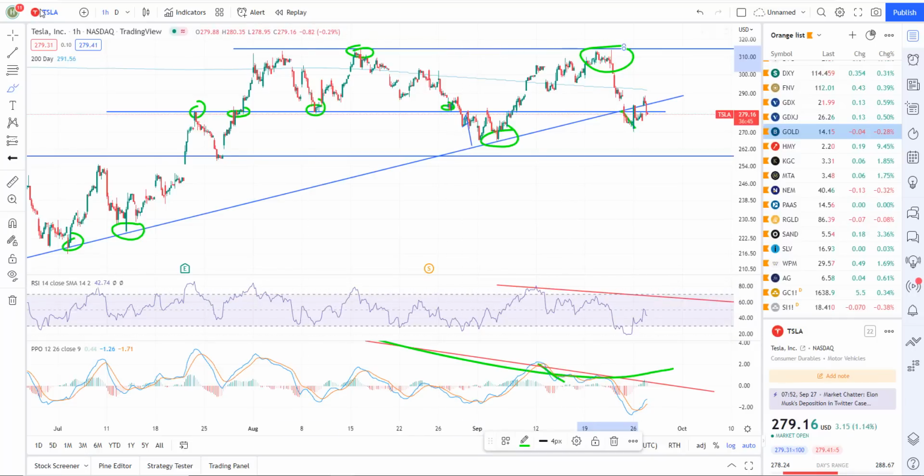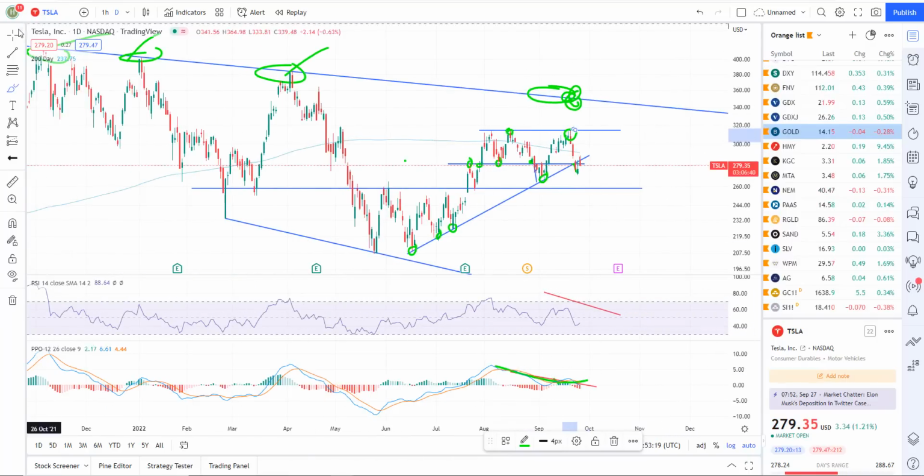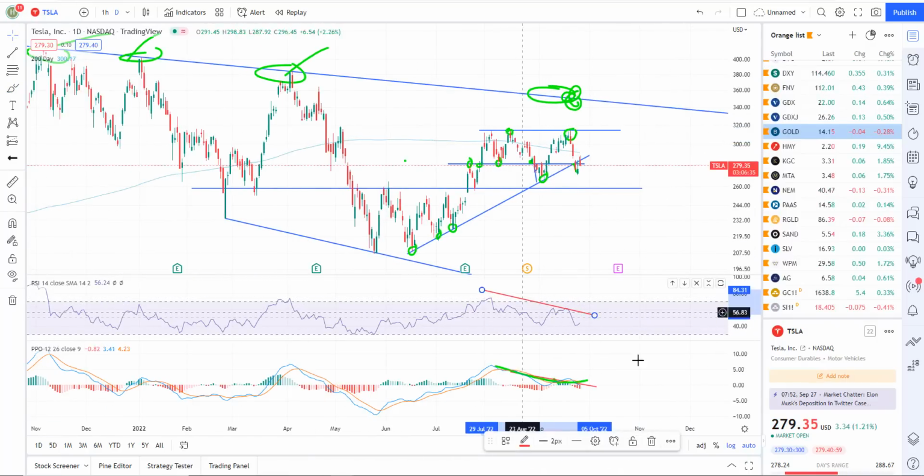All right, so divergent high, and if you go to the daily, you'll see that there it is right there on the daily. Negative divergence on the daily chart.